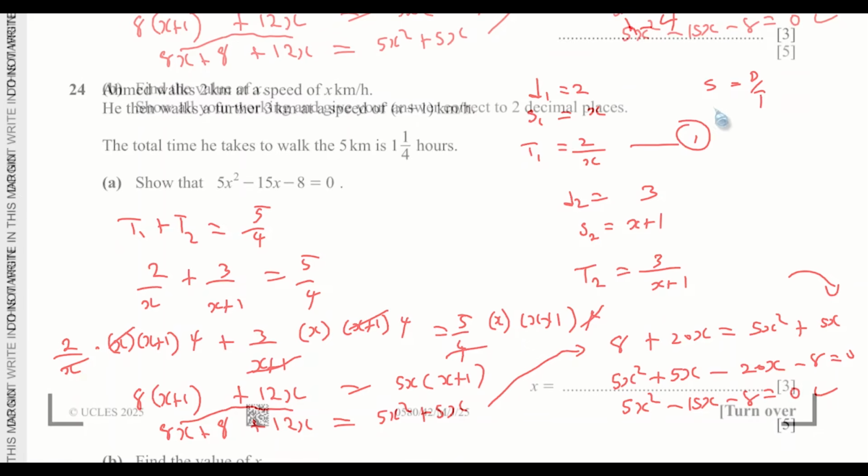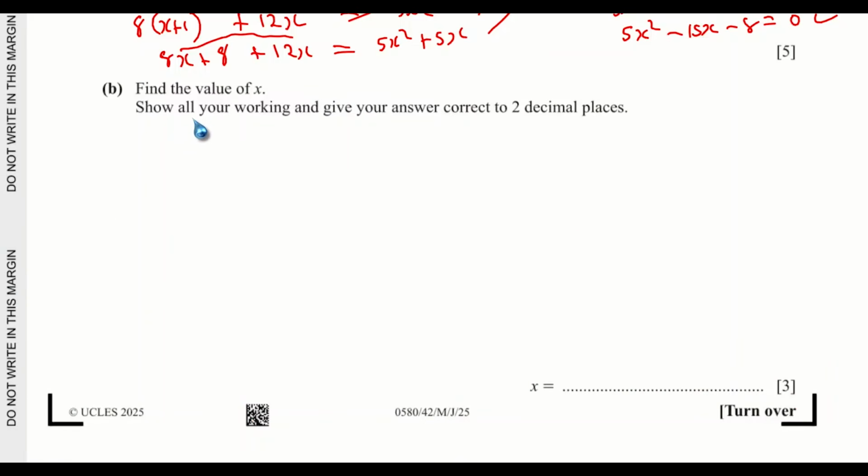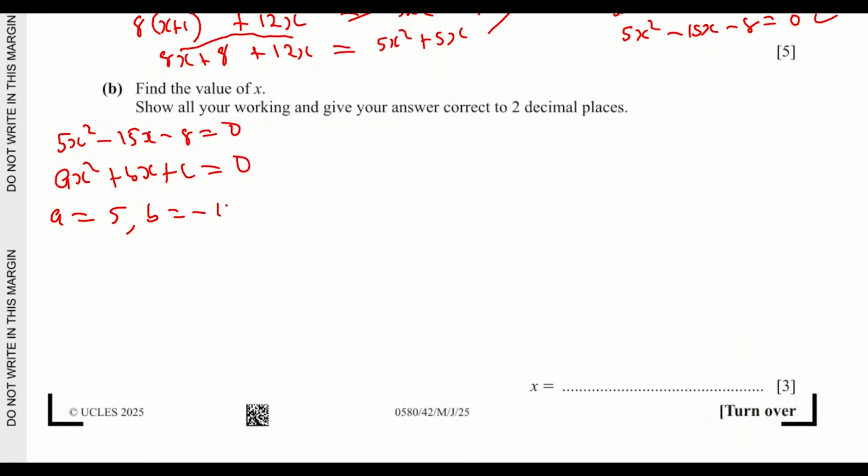So we have shown that. Part B. Find the value of x, show all your working, and give your answer correct to 2 decimal places. From the given quadratic equation, 5x squared minus 15x minus 8 equals 0. If you compare this with the general form of a quadratic equation, ax squared plus bx plus c equals 0, you see that a equals 5, b equals negative 15, and c equals negative 8.